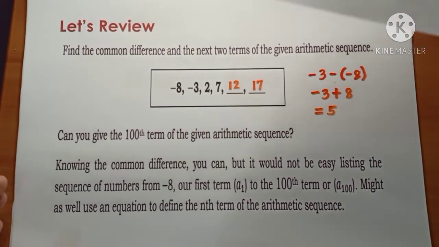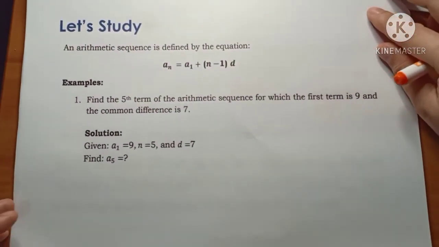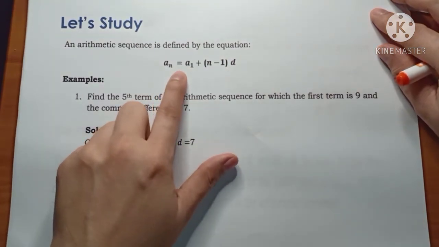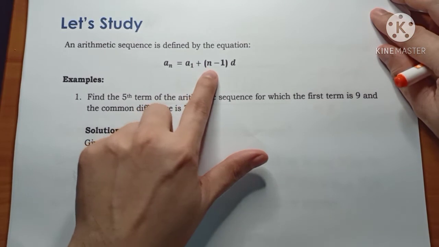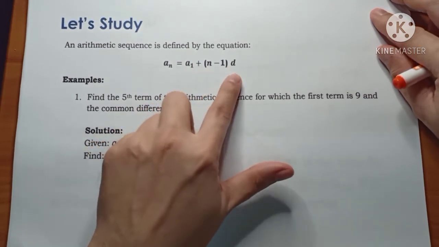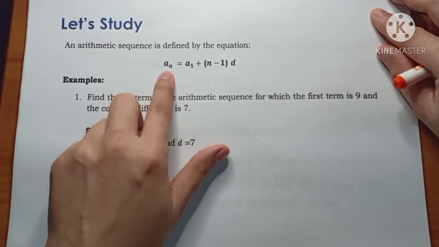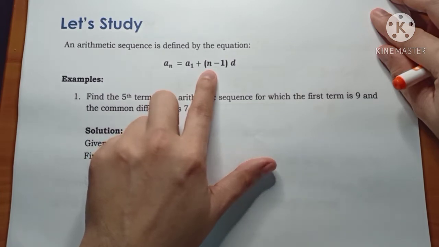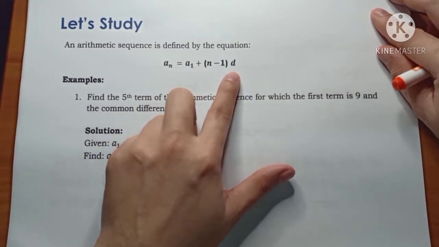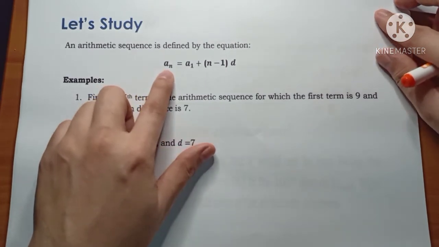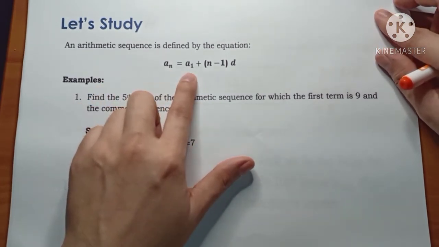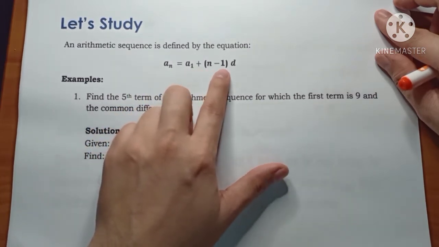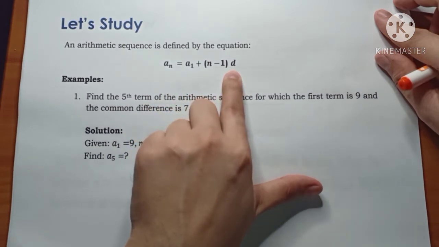So, punta tayo sa Let's Study. So, an arithmetic sequence is defined by the equation a sub n is equal to a sub 1 plus n minus 1 times d. Ang a sub n, yan ang ating nth term. Ito naman ang ating first term. N is the number of terms, at ang d naman ang common difference. So, yan lang ang tandaan natin. So, again, a sub n is the nth term, a sub 1 is the first term, n is the number of terms, and then minus 1, and then d is the common difference.